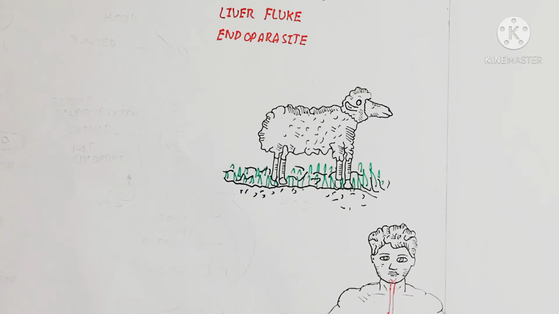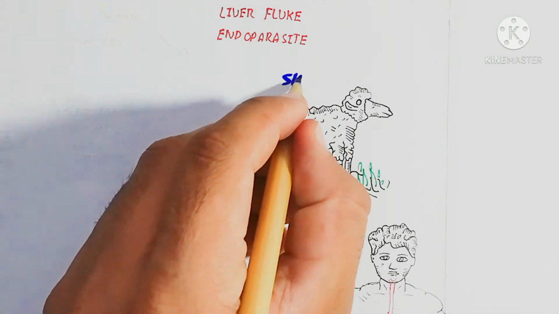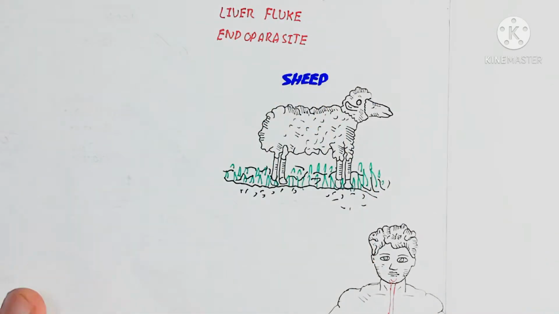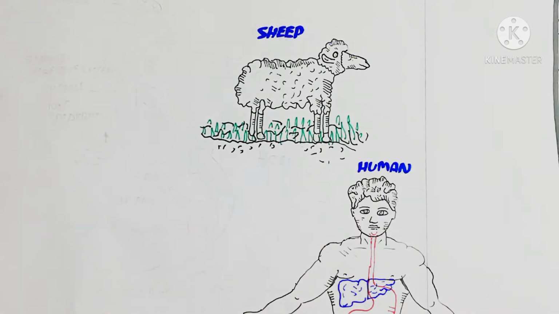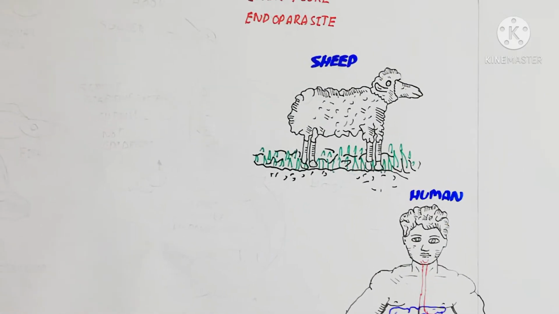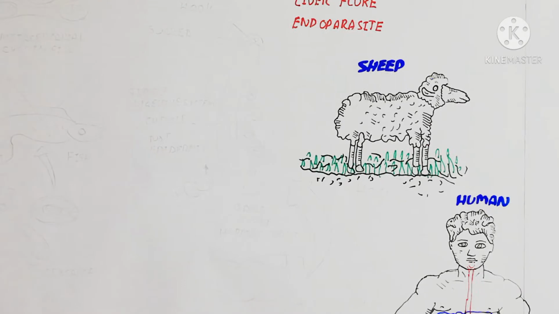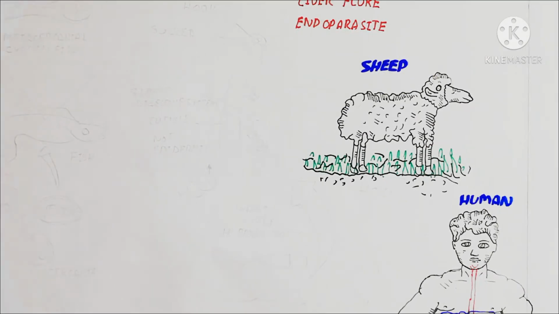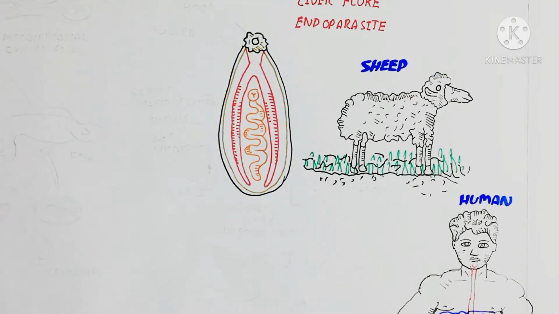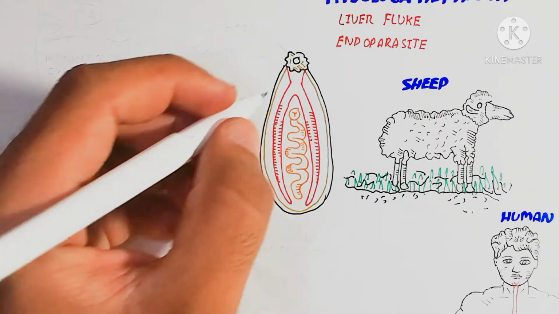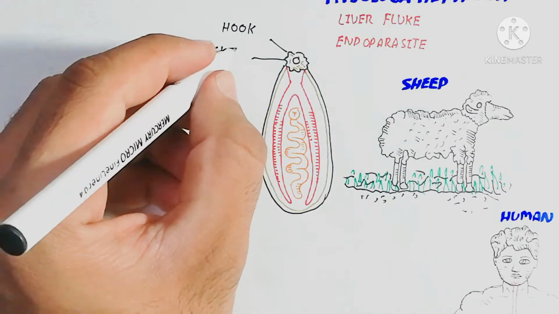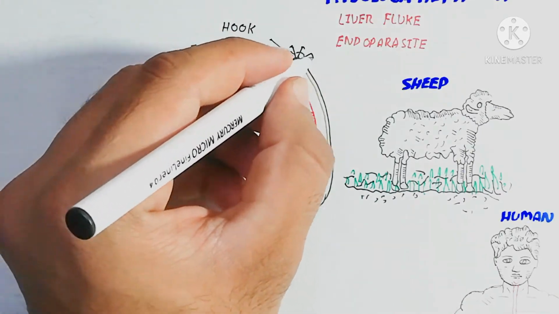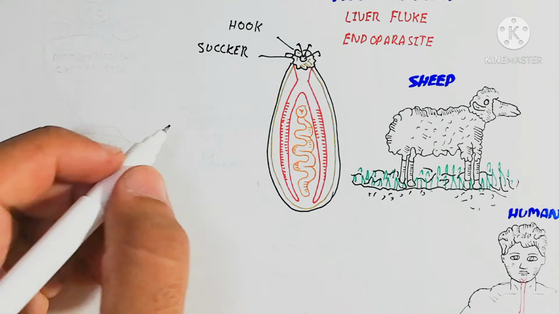So here is a metacercarial cyst in fish, and this cyst lives in improperly cooked fish. And here is the sheep and human, which are infected by the improperly cooked fish containing the metacercarial cyst in the fish meat. So here is the adult, we will discuss that.